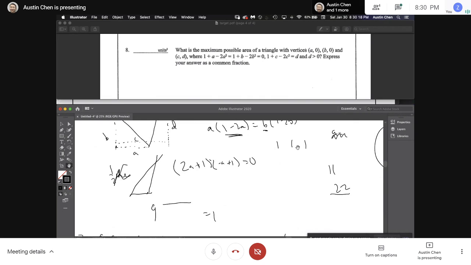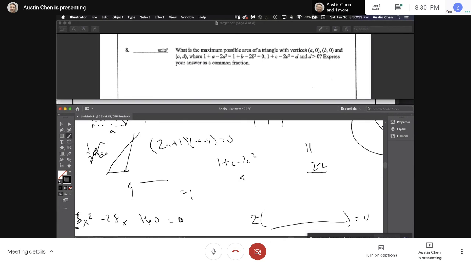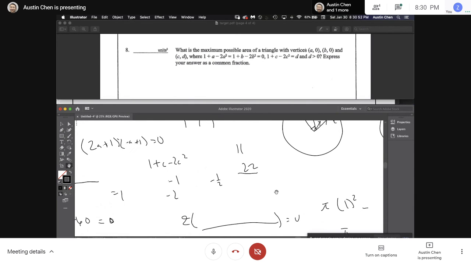Because D has to satisfy 1 plus C minus 2C squared. Oh, you just want to find the maximum value of one plus C minus two C squared, and C can be anything, right? Yeah, because it's parallel, you're just moving on the x-axis. So then it's just, what is that, -1? So is that -2? Wait, -1 half? What?